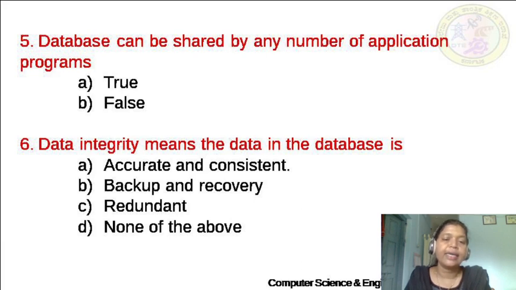Data integrity means the data in the database is what? Enforcing the integrity constraint. What should it be? Accurate and consistent. Backup and recovery, redundant, none of the above. Backup and recovery is related to recovering the data. And redundancy is related to duplicate of data. So our answer is what? Accurate and consistent. Answer is A.